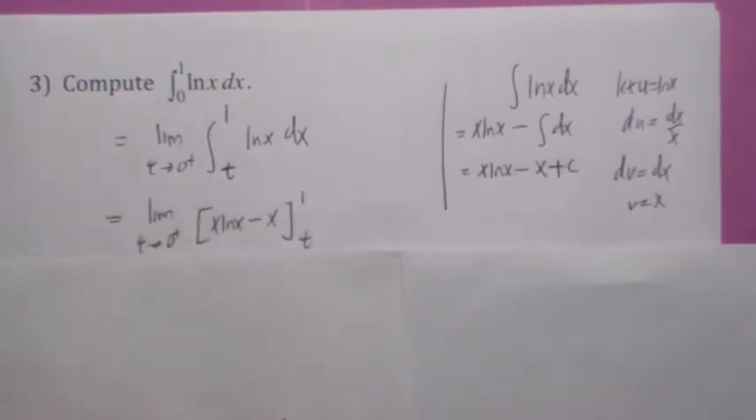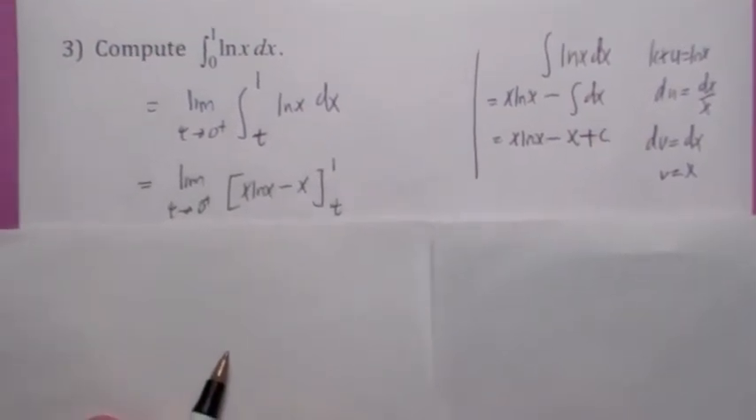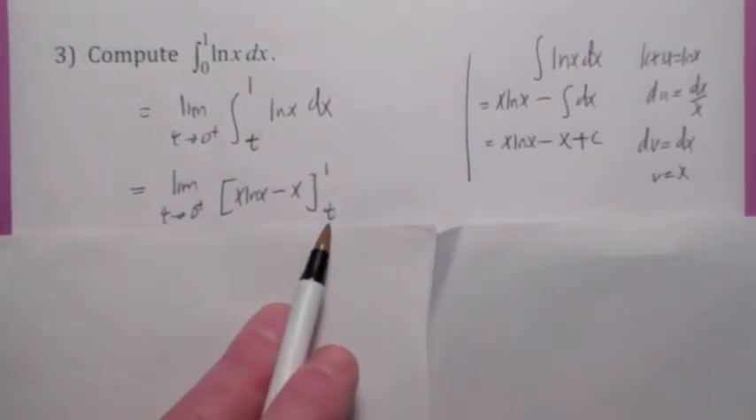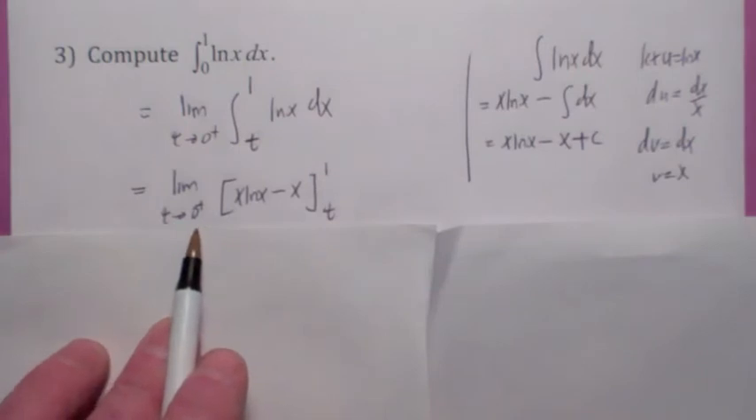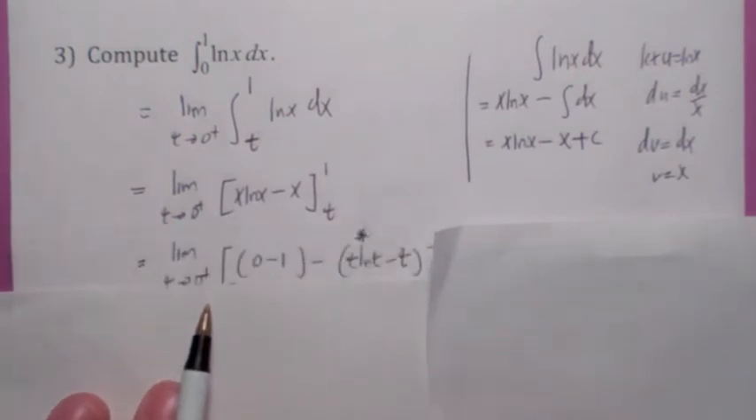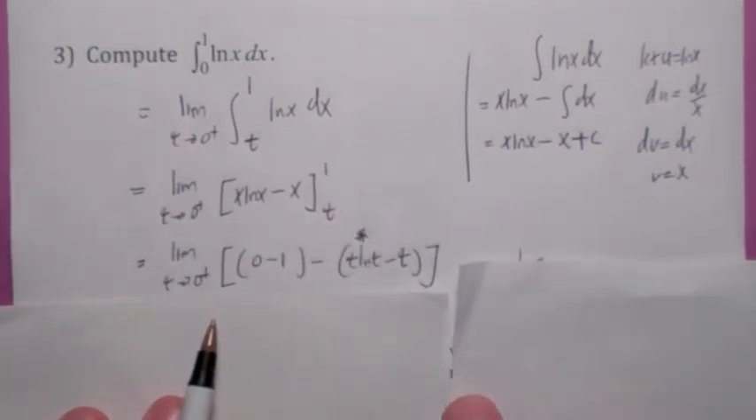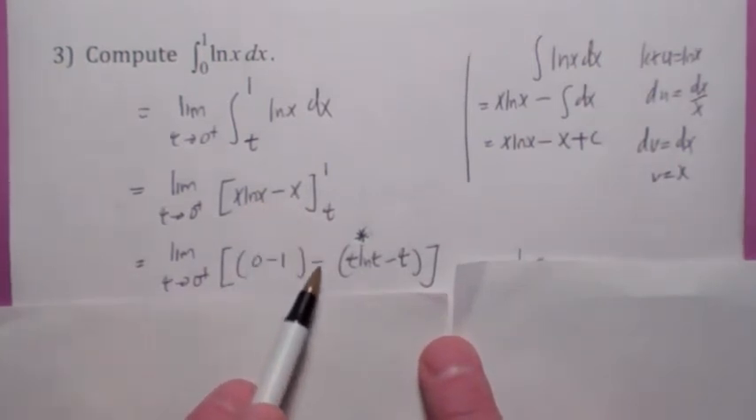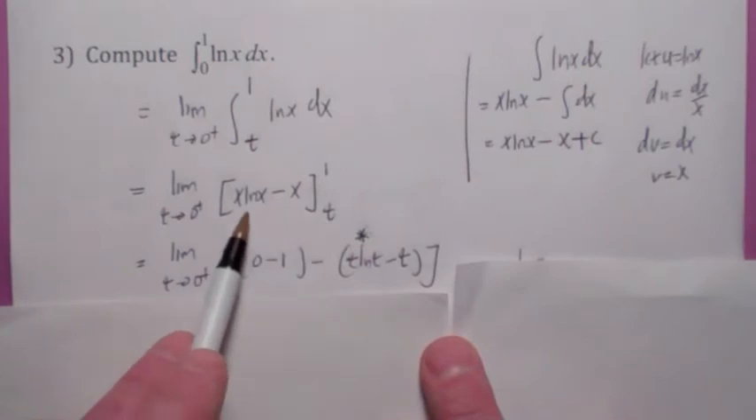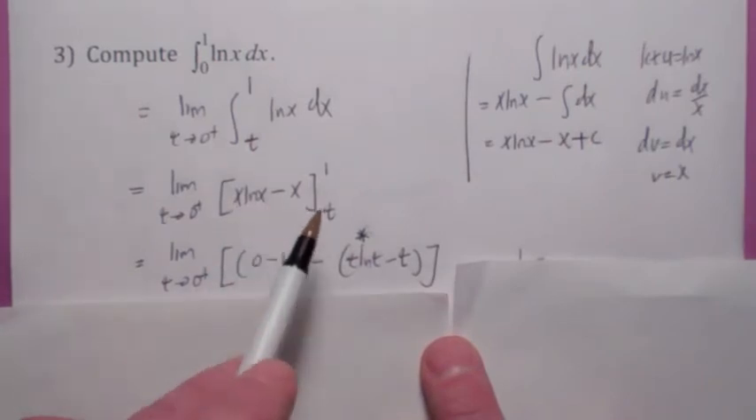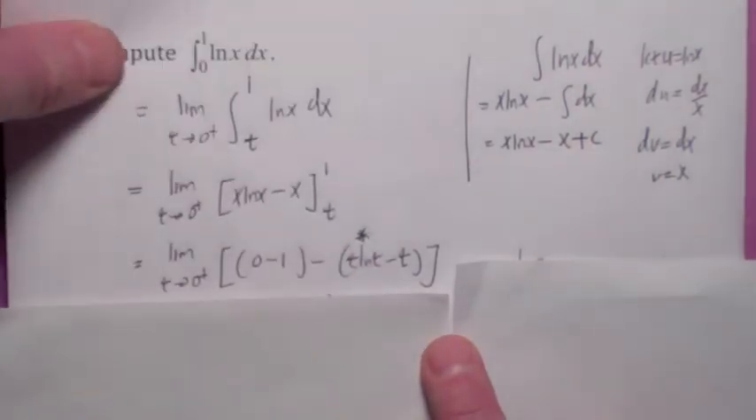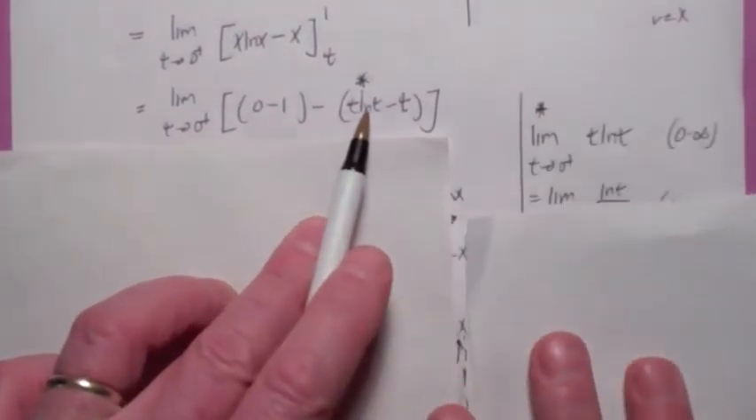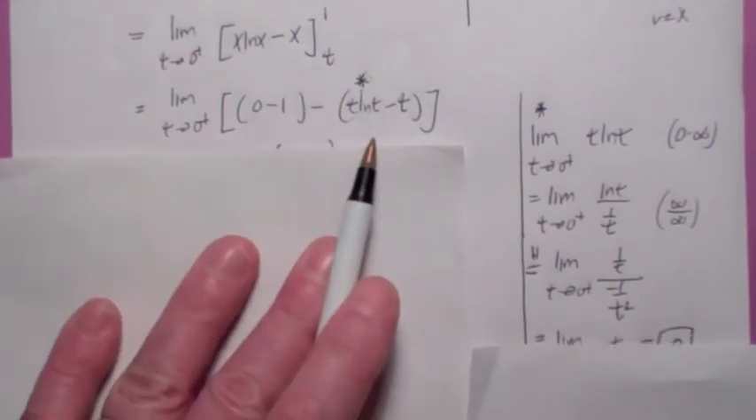Okay, so back to the problem now. When you do the integration, you get this expression evaluated between t and 1, and of course its limit as t goes to 0 from the right. So you end up with this. When you plug in 1, this becomes 0 minus 1, and when you plug in t, this becomes t ln of t minus t. And it's not obvious what this is getting close to as t gets close to 0. That's a little L'Hopital's rule there.